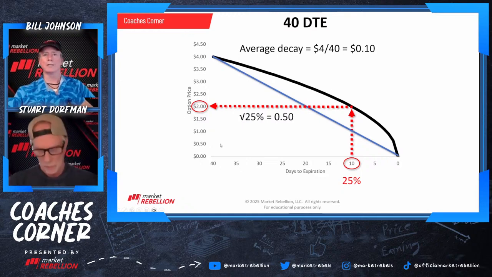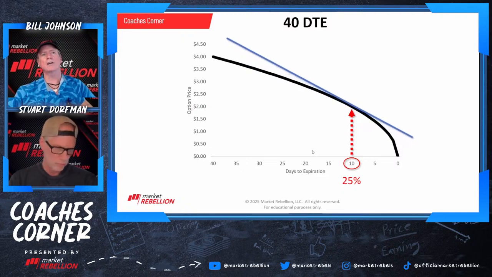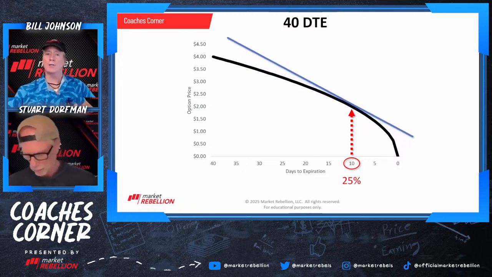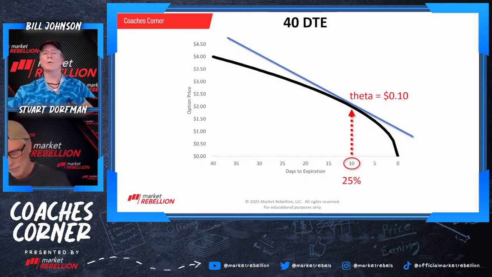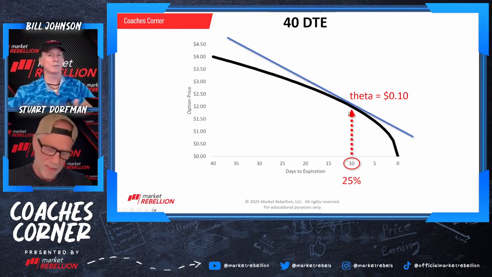So one way that we can visualize this is that we can look at this average decay in blue. And for those who have had calculus, you'll recognize this from the scary days. We're going to look at what's called a tangent line. We're just going to slide this thing out until it just touches some point on the curve. And that's going to be at the 25% mark. And when that happens, the option's theta will exactly equal the average rate of decay. So back when we saw this, I could say, well, 40 days, we're going to lose $4. That's 10 cents a day. I know when 10 days remain, or 25%, the option's theta will also be 10 cents.